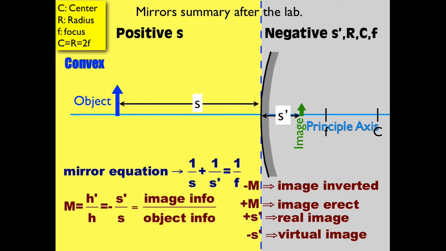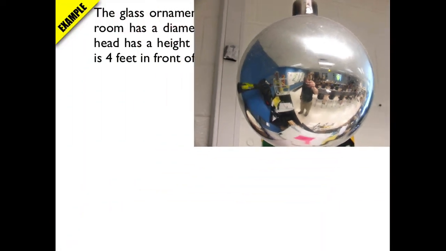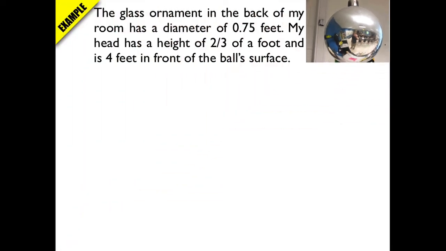Let's look at an example problem. So here's a large Christmas ornament. So here's the very first selfie. A large Christmas ornament. The glass ornament in the back of my room has a diameter of 0.75 feet. My head has a height of 2/3 of a foot. By the way, I don't know if my head's really 2/3 of a foot, but whatever. And it is 4 feet in front of the ball surface.